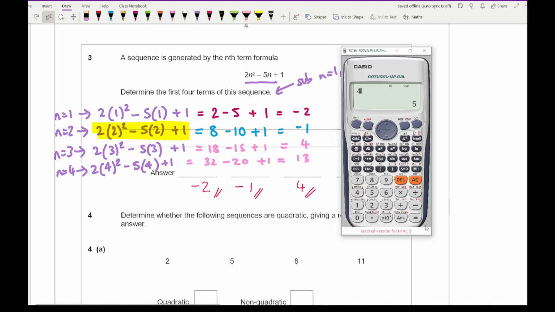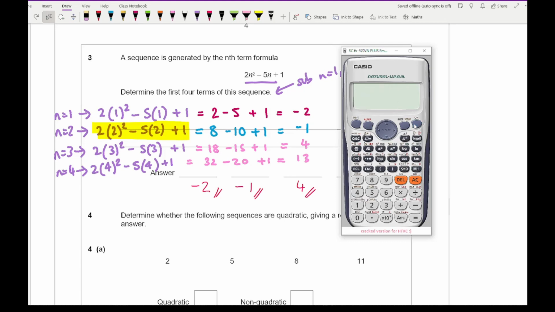If I wanted 5, I'd just enter 5. 5's default, so you can enter 4. You want to go in steps of 1 because I want to go in increments of 1. Press equals. And as you can see, in the fx column, it actually gives me all of those substitution values. So it gives me minus 2, minus 1, 4, and 13.